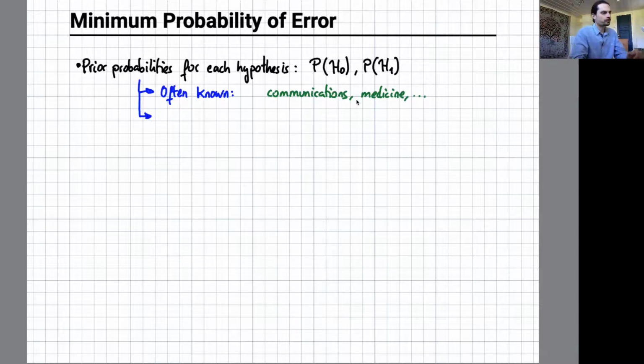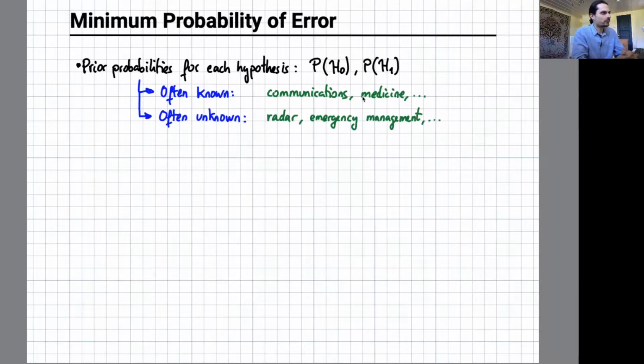But in other areas or disciplines, it is also very common to know these probabilities, right? So we typically know what fraction of the population has a certain disease, right? And that could be used to make decisions on the procedure to follow with a certain patient, right?